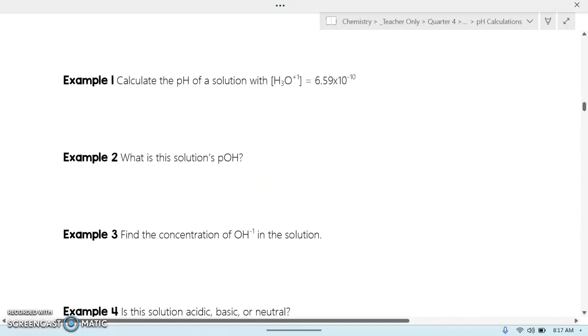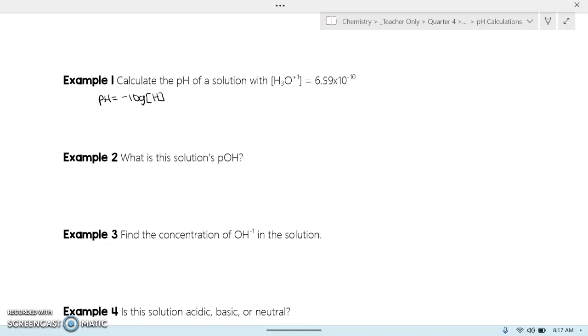So calculate the pH of a solution with hydronium equal to 6.59 times 10 to the negative 10. So in our boxes, we said pH equals the negative log of our H. And again, remember H and H3O are used interchangeably. So you'll just type in your calculator negative log of that number it just gave us. And then make sure you put that negative sign in there, otherwise you're going to get a negative number. And we get 9.2.